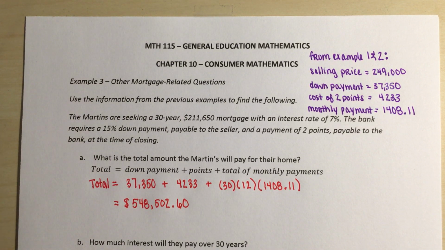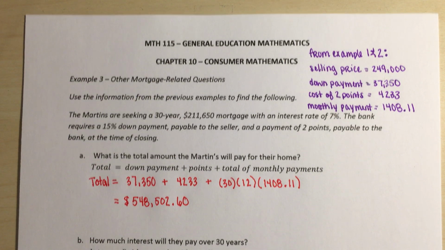This is something that is very, very common when buying a house. A lot of the mortgage payment tends to go towards interest. So we end up paying a lot in interest because it is such a long-term loan that we're looking at.